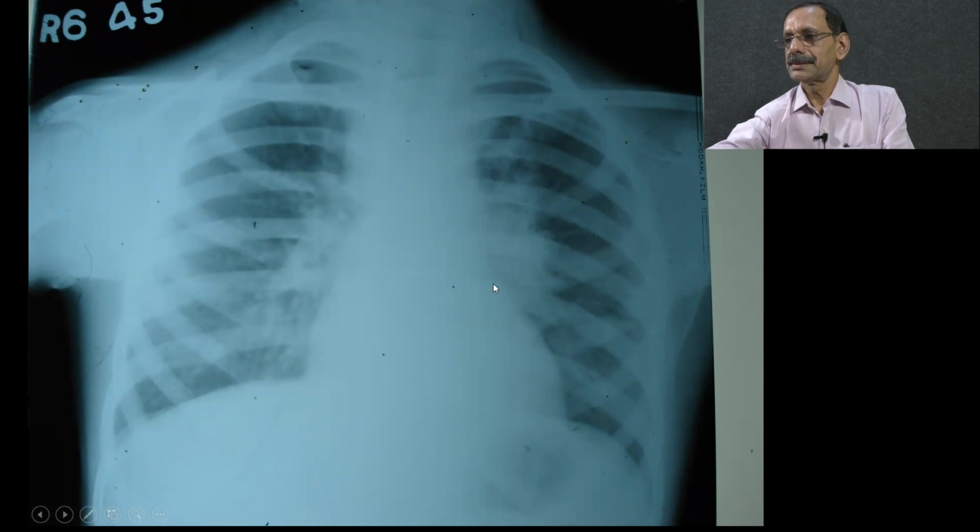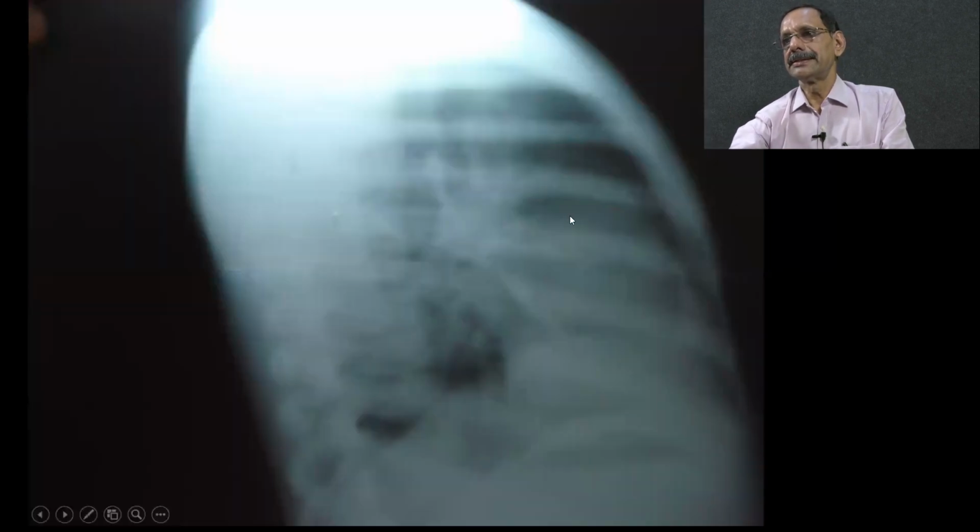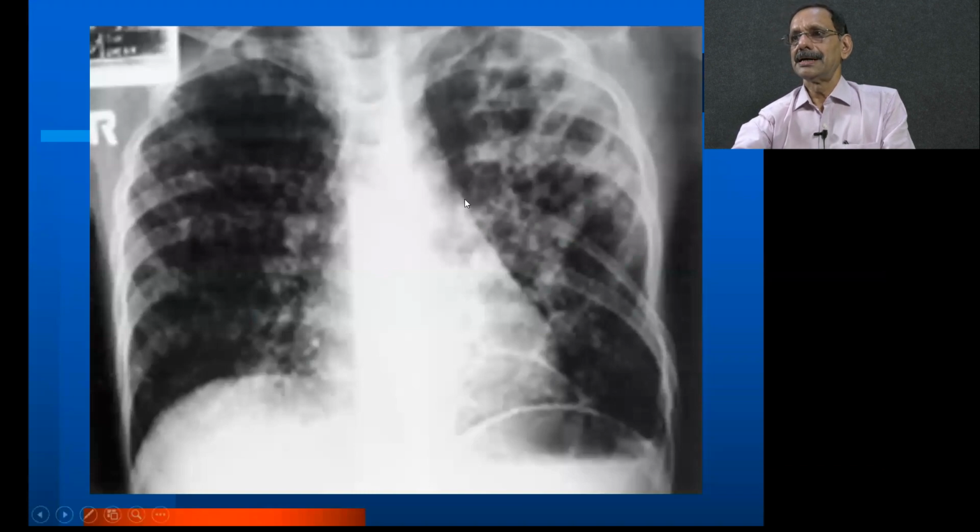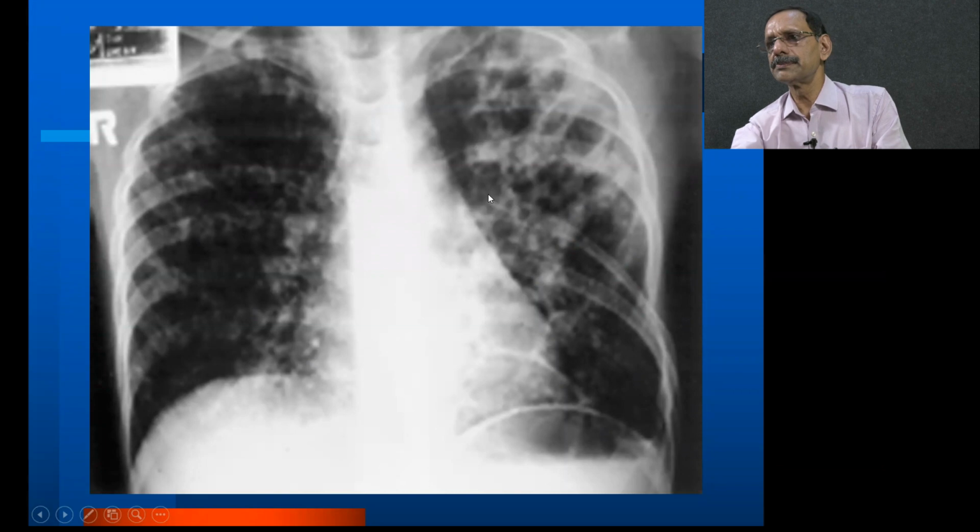And this is the way the hilum appears on a lateral view. Abnormal hilum appears on a lateral view. This is a child who is having tuberculosis. See, so many honeycombing like things.